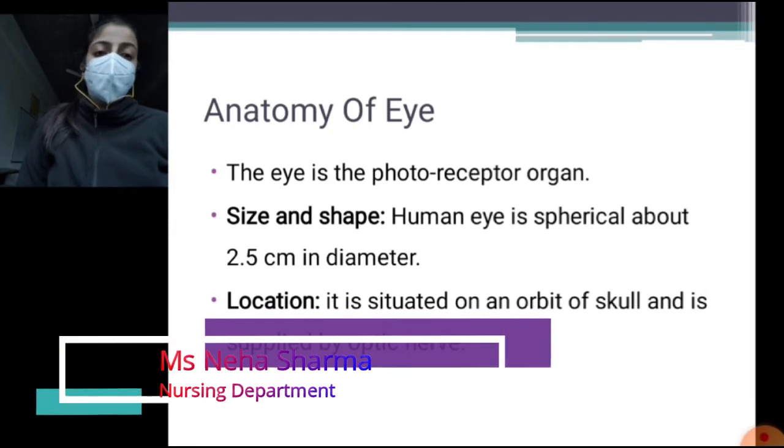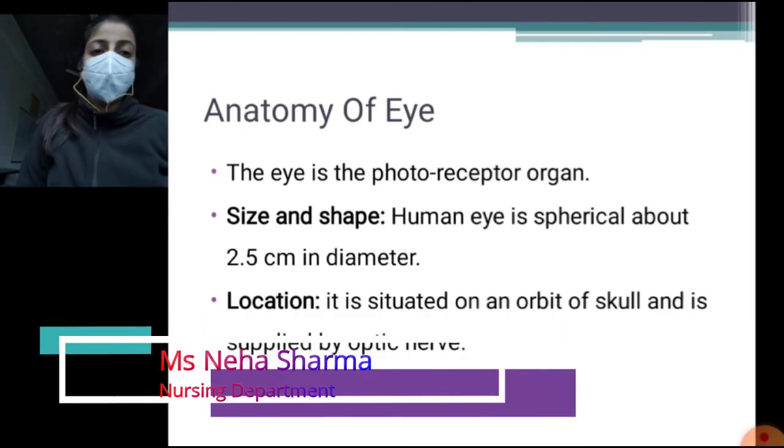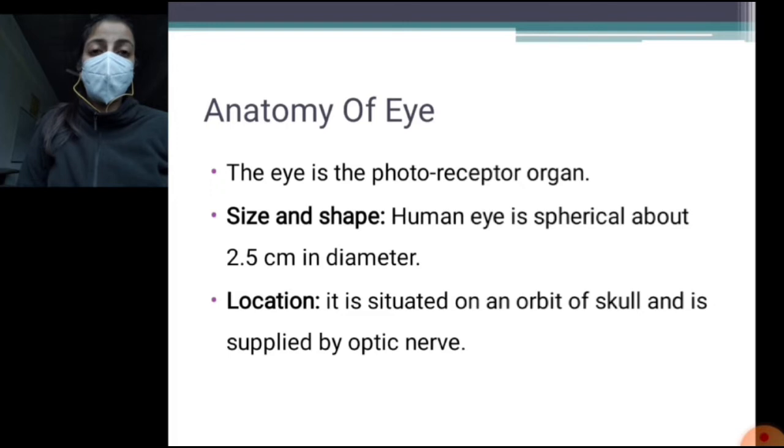Size and shape: the human eye is spherical, about 2 to 2.5 centimeters in diameter. If we talk about the location, it is situated in the orbit of the skull and it is supplied by the optic nerve.